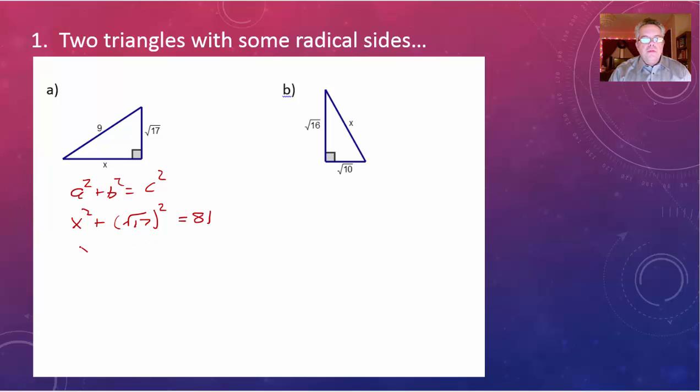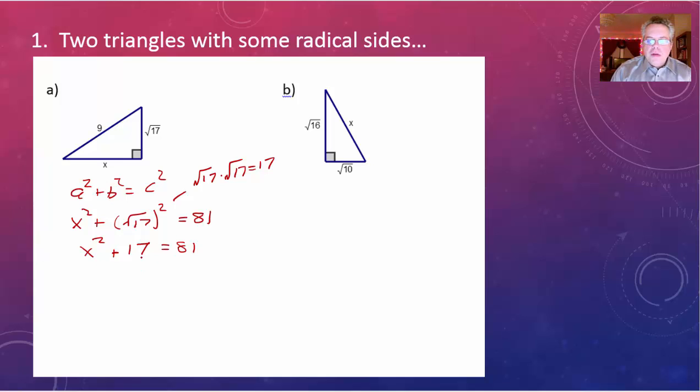Let's simplify a little bit. We have x squared plus square root of 17 squared. That's the square root of 17 times the square root of 17. That's just 17, equals 81. Why? Because square root of 17 times square root of 17 is 17. That's what square root of 17 is, the number you multiply by itself to get 17.